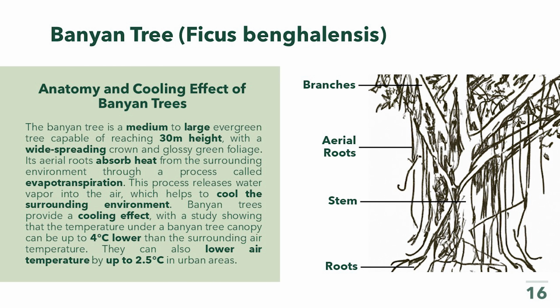The trunk is smooth with light grey to brown bark. One of the unique characteristics of banyan trees is their aerial roots, which absorb heat from the surrounding environment through a process called evapotranspiration. During this process, the aerial roots will release water vapor into the air, which helps to cool the surrounding environment. The large surface area of the aerial roots provides an effective surface for evapotranspiration, which further enhances their cooling effect.